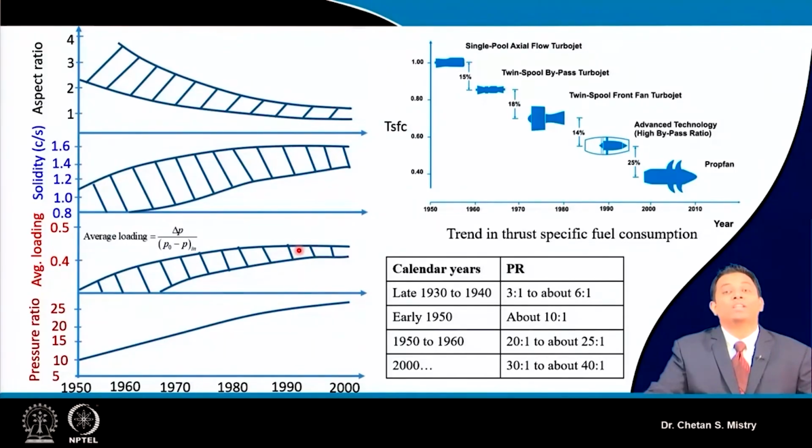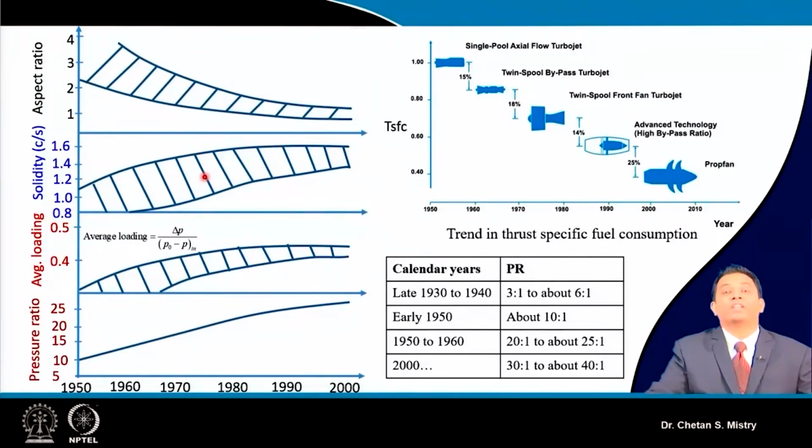Now, in order to meet this requirement, one of the parameters we have discussed earlier is called the diffusion factor, which represents the aerodynamic capacity of the diffusion. If you are looking to improve the diffusion factor, the parameter called solidity comes into the picture. So this represents the improvement in terms of the selection of the solidity.